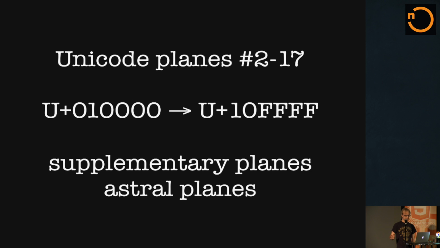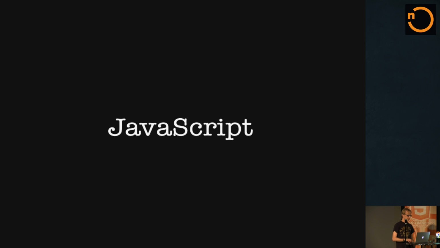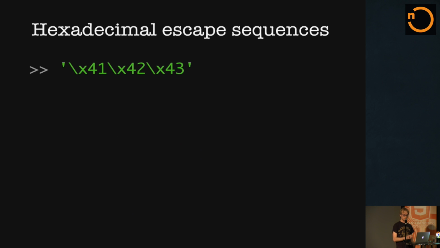Okay, so that's all you need to know about Unicode to deal with strings in JavaScript correctly. So let's move on to the JavaScript behavior that I was talking about. Now that you have a basic understanding of Unicode, it's easy to see how it applies to JavaScript strings. For example, you may have seen stuff like this before.